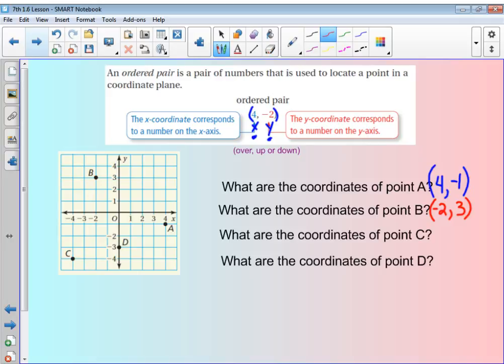Okay, so I want you to go through and try the next 2. What are the coordinates of point C? And then what are the coordinates of point D? So go ahead and pause your video, take a minute or so to go through and get those coordinates, and then restart your video to check yourself.